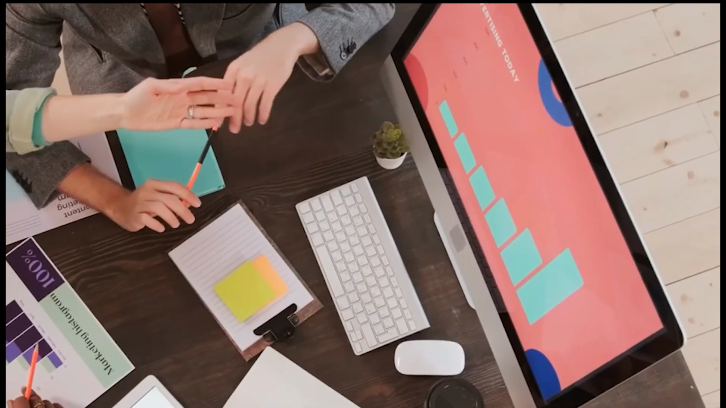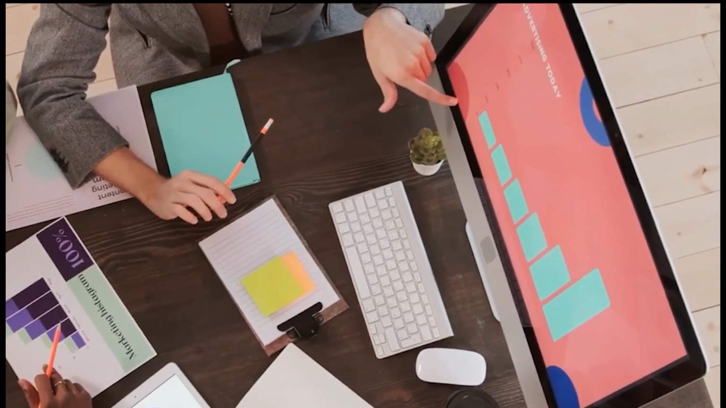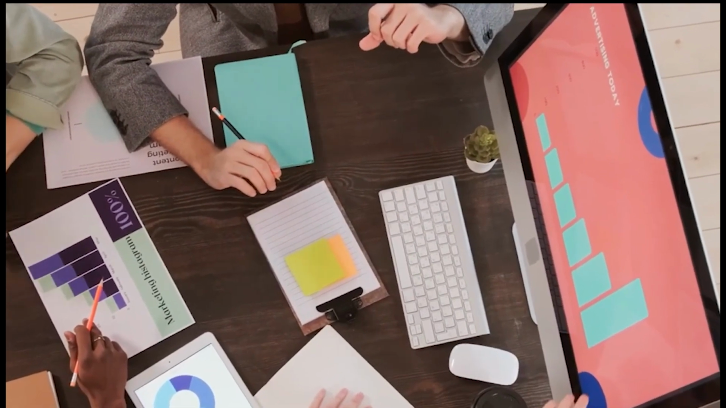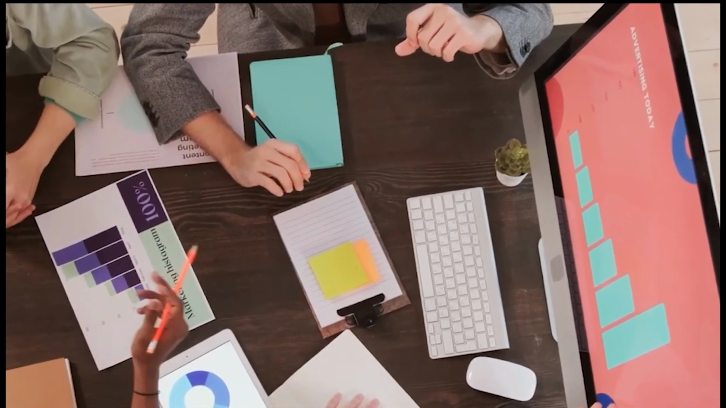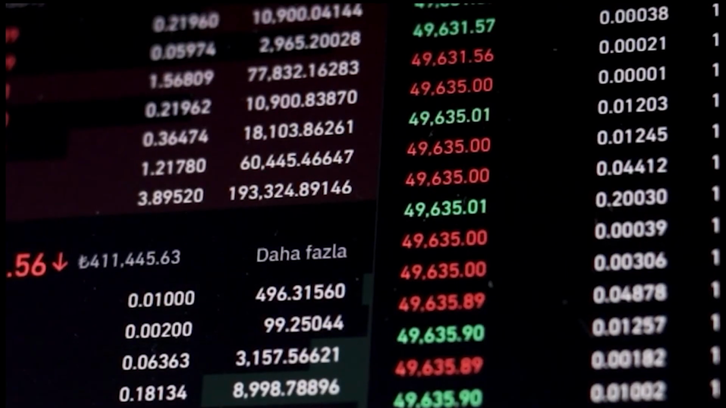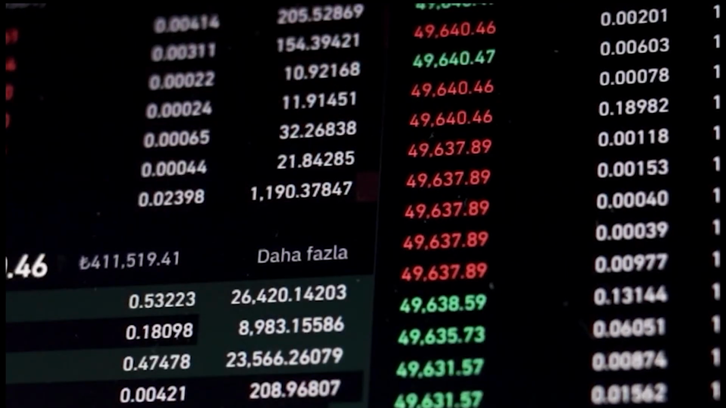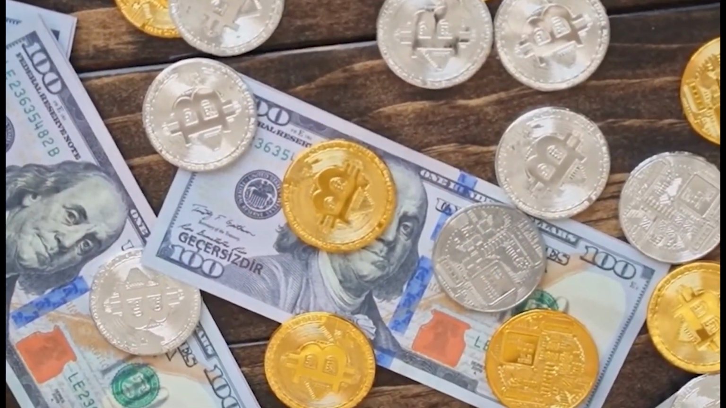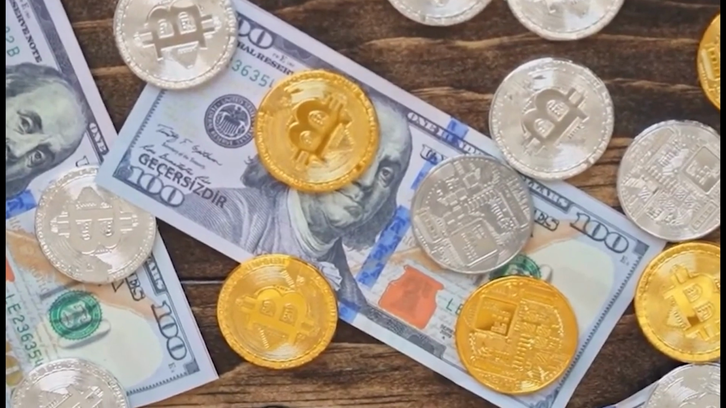Implement stop-loss orders to automatically exit a trade if the price moves against your position beyond a predefined threshold. This helps limit potential losses and protect your capital. Continuously assess the risk of each arbitrage opportunity by considering factors such as market volatility, liquidity, and counterparty risk. Avoid taking excessive risks that could jeopardize your overall portfolio.